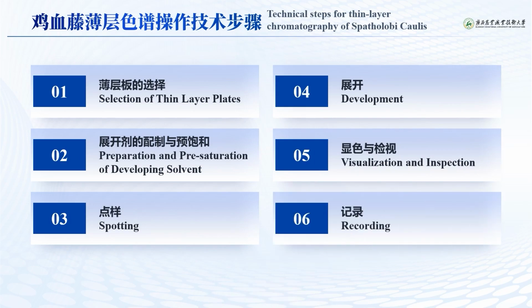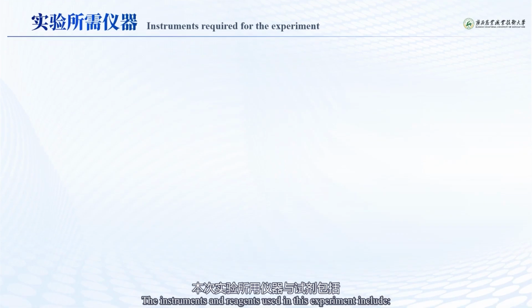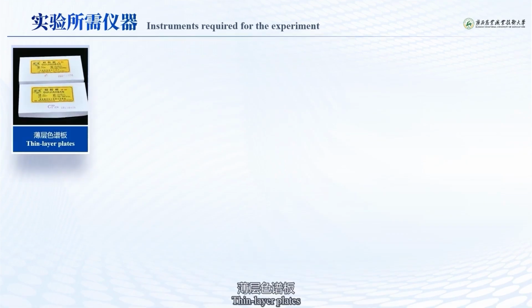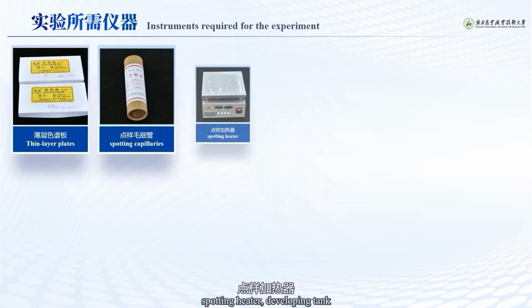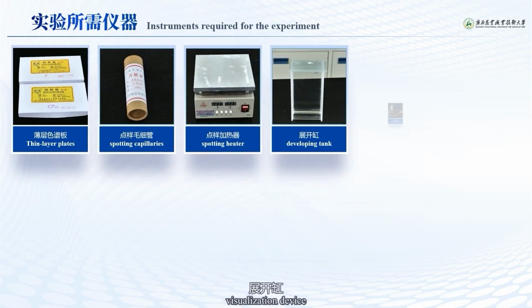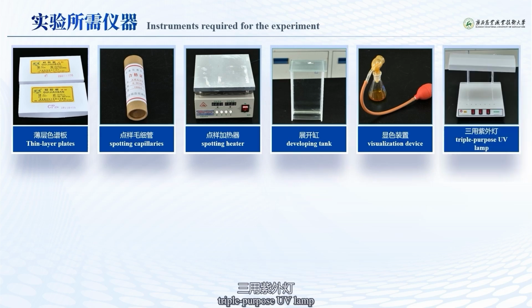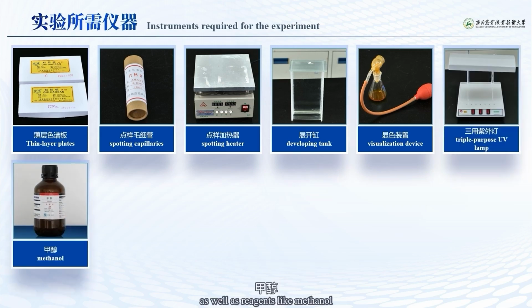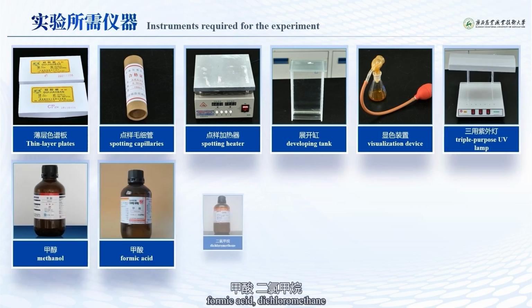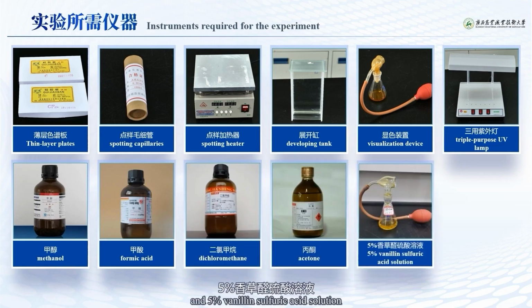Sixth, recording. The instruments and reagents used in this experiment include thin layer plates, spotting capillaries, spotting heater, developing tank, visualization device, triple-purpose UV lamp, as well as reagents like methanol, formic acid, dichloromethane, acetone, and 5% vanillin sulfuric acid solution.